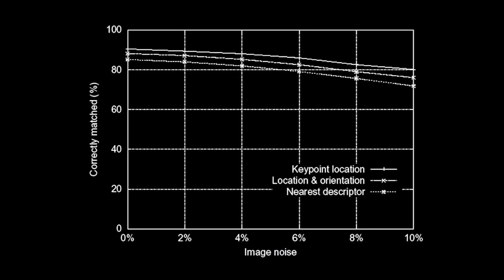Without going into too much detail, they also showed this as they add image noise to the picture, how much percentage of pixels get noise or the magnitude of the noise. And you can see that the correctly matched value, again, falls off nice and gracefully, which is what you're looking for. You're looking for it to fall off slowly.